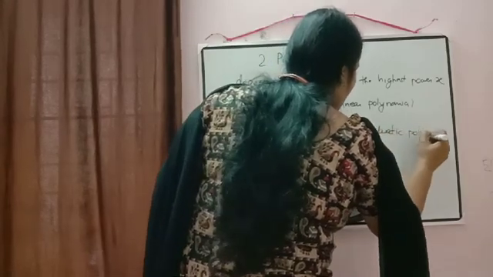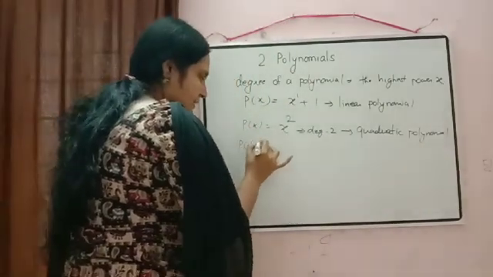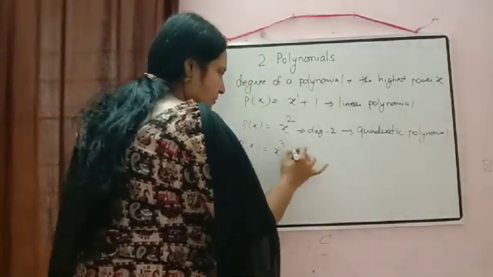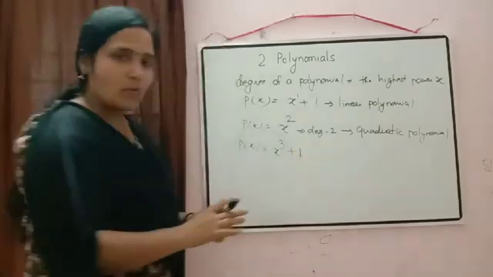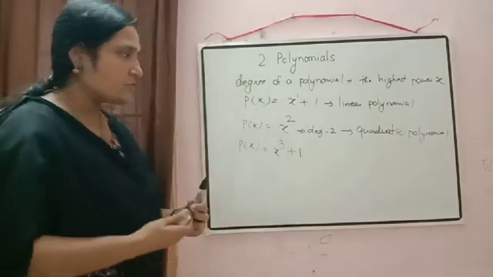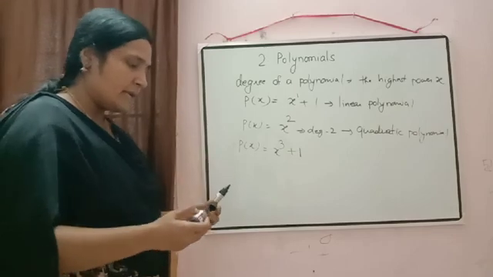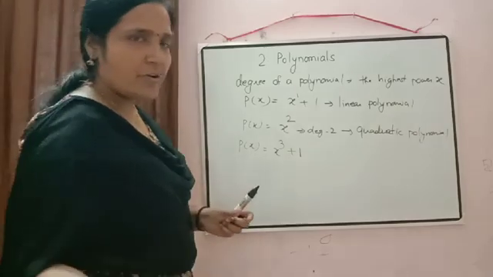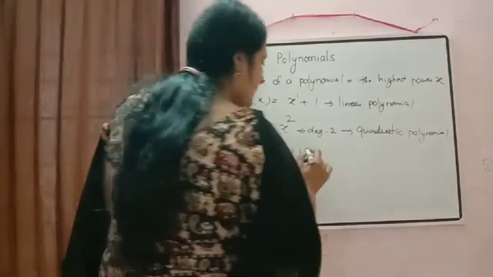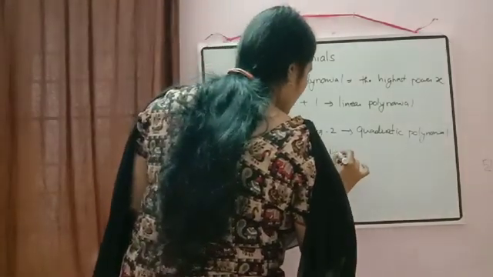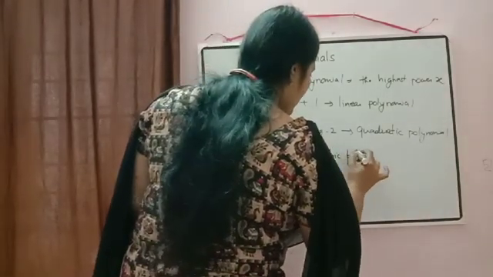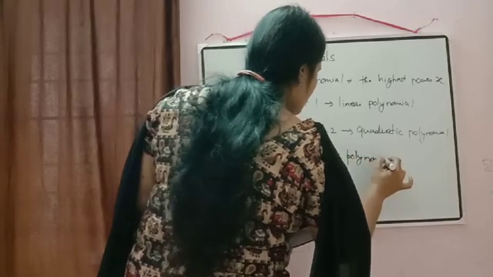And if the highest power of x is 3, suppose I am writing the polynomial as x cube plus 1, you can check here the highest power of x is 3, which means the degree of the polynomial is 3. These types of polynomials are called cubic polynomials. About all these you studied also.